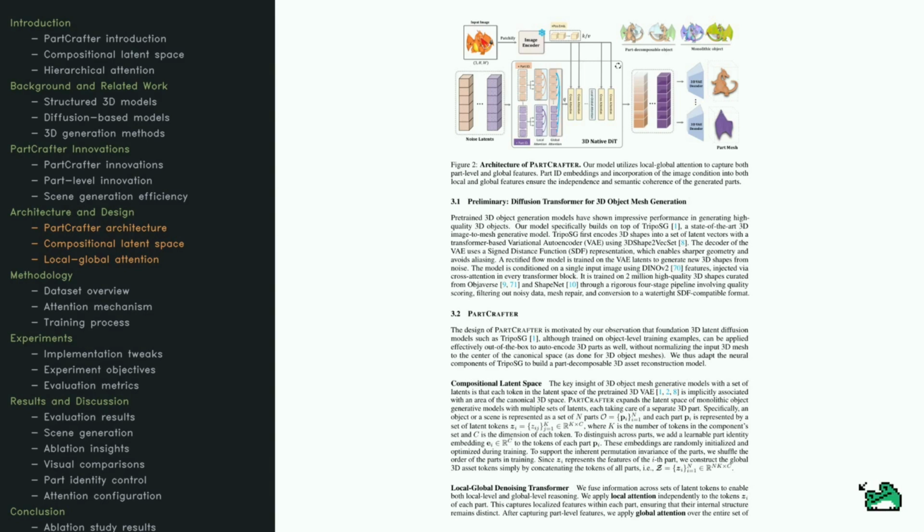The underlying tech is based on a diffusion transformer model, known for generating high-quality 3D objects. PartCrafter builds on a model called TripoSG, which first encodes 3D shapes into latent vectors using a VAE. This method keeps shapes geometrically consistent. The real innovation lies in the compositional latent space. Each 3D object part is represented by its own set of latent tokens. They use unique identifiers to distinguish parts, keeping every piece distinct while part of a unified whole. This approach captures fine details without losing the big picture.